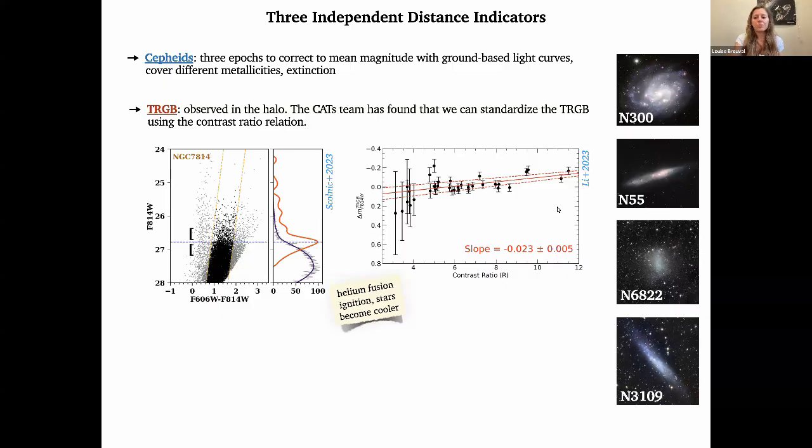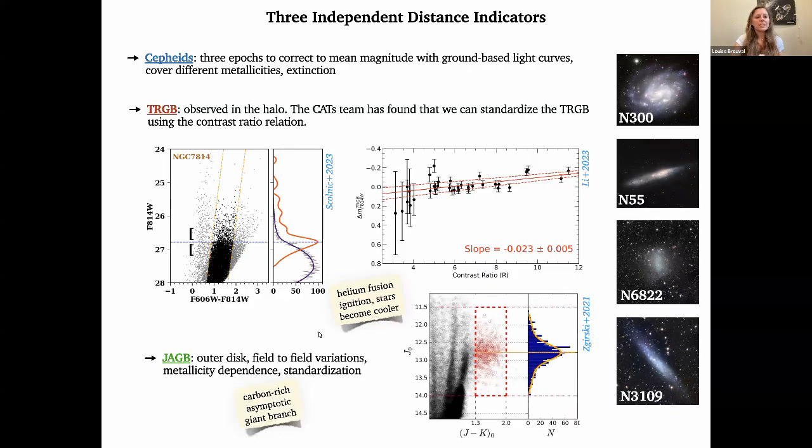So this should be calibrated even better with our sample of nearby galaxies. And then the last method is the JAGB, the J-region asymptotic giant branch. It's observed in the outer disk, and same as for the TRGB, is based on the color magnitude diagram. This time it's not a tip, but it's in the near infrared, and we observe the position of a grouping of stars, a clump of stars here, and the position gives you an estimate of the distance.